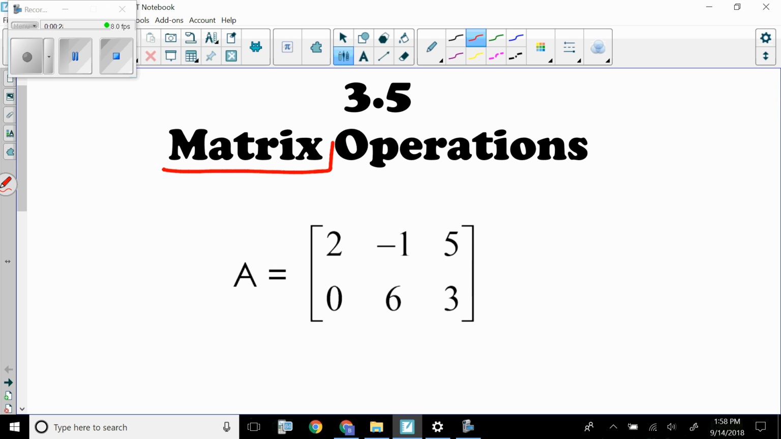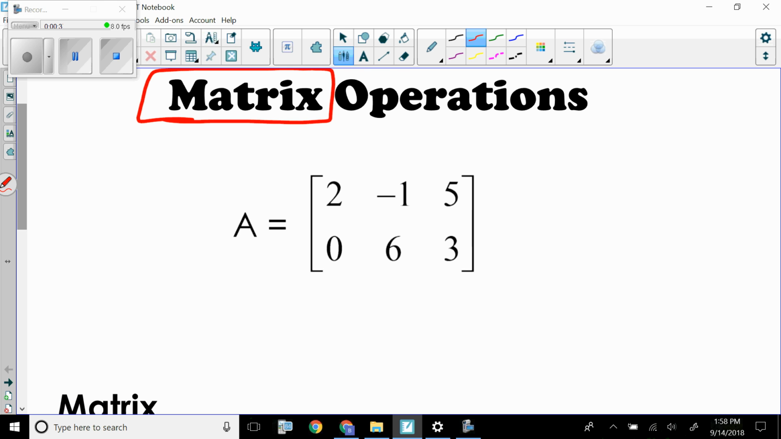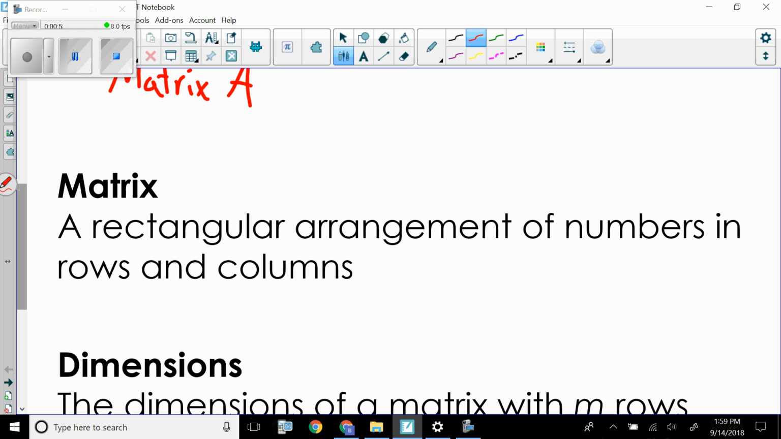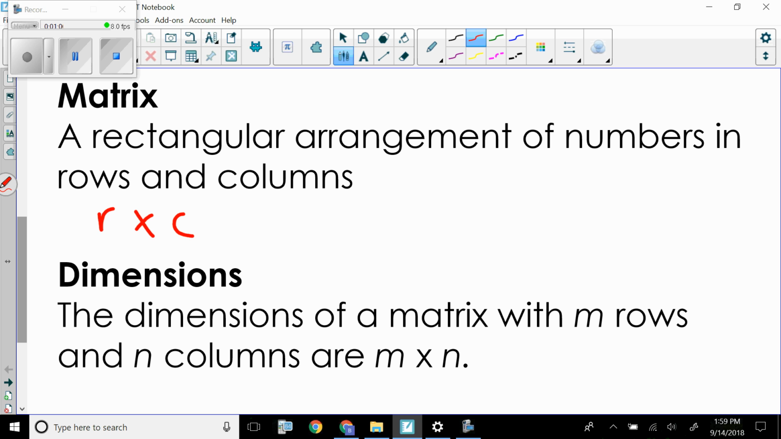Here, we're introducing matrices. In matrices, there is a list of numbers, such as here I have matrix A. It's denoted with a capital letter, and it is made up of elements. If we scroll down a little bit, we get this idea of a matrix. It's a rectangular arrangement of numbers in rows and columns. It's always row by column, row first and then column, just like it says there in the dimensions.